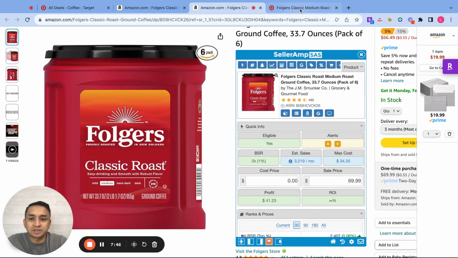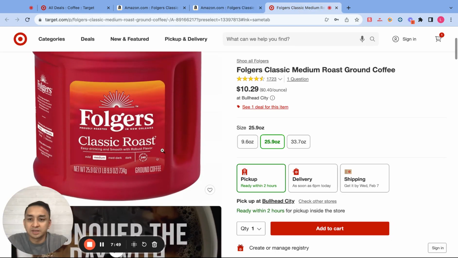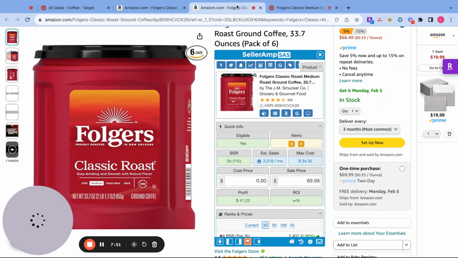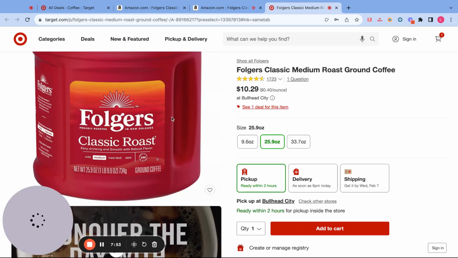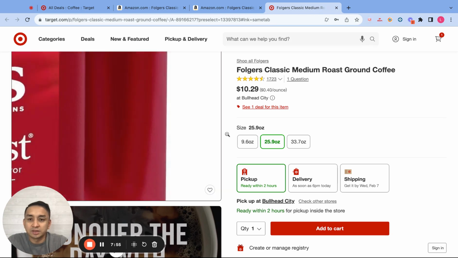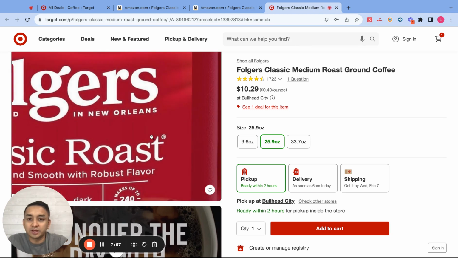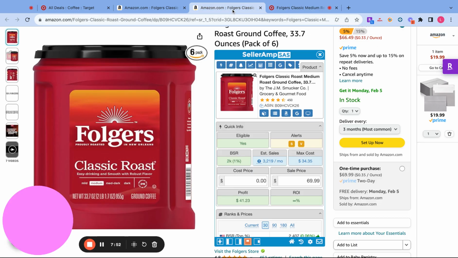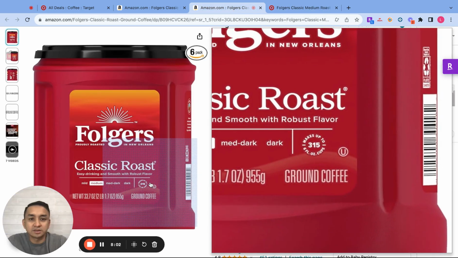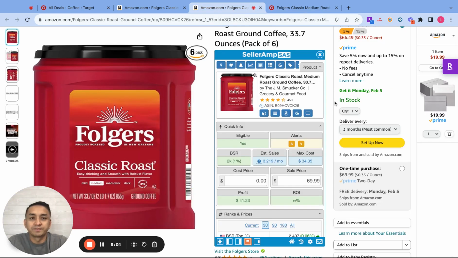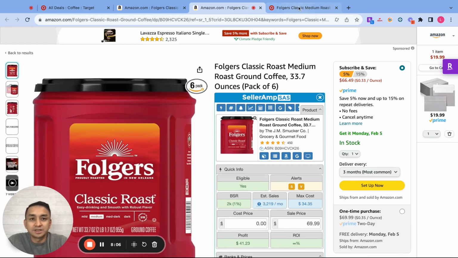I don't think it's going to match. I think it's the same product. Medium. No, it's not the same one. Makes up to 240.6 fluid ounces. This one makes up to 315. So no, not the same ones.